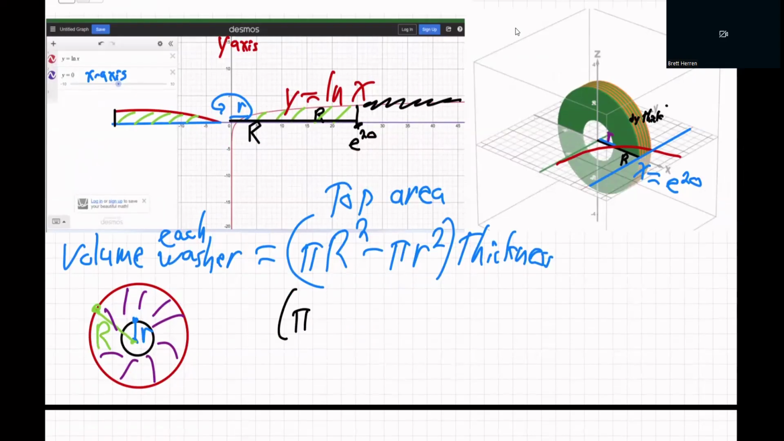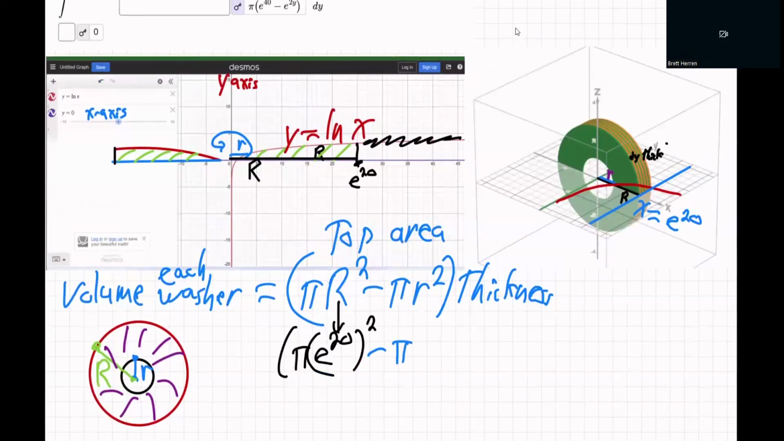The capital R radius, e to the 20th, and then that's squared. Capital R is e to the 20th, right? Minus pi little radius squared. What's little radius? Well, the little radius, now careful, the little radius is the x value. So that's going to be x equals e to the y, right? Remember the trick we just did? It's this equation, but it has a base of e, doesn't it? It has a base of e.